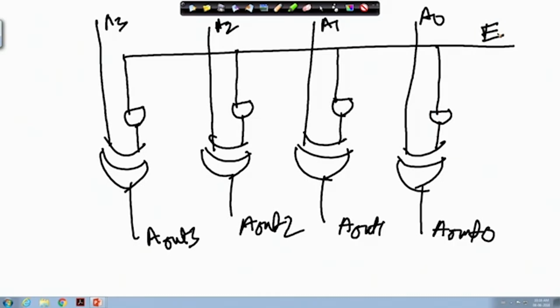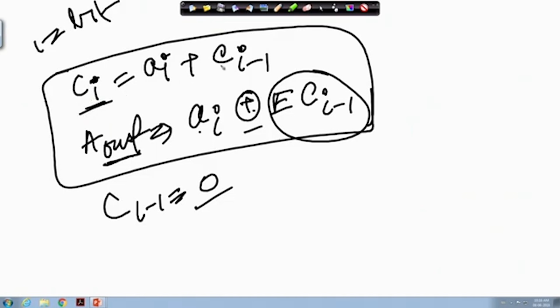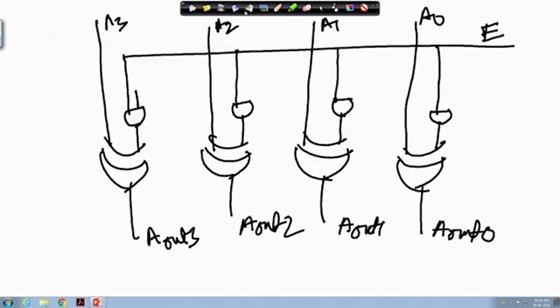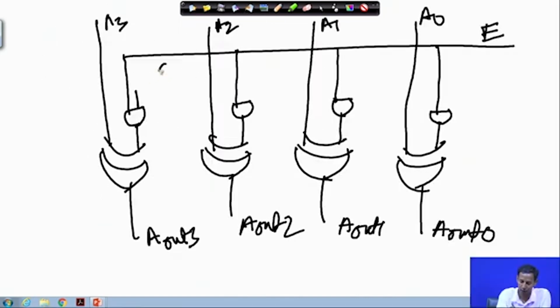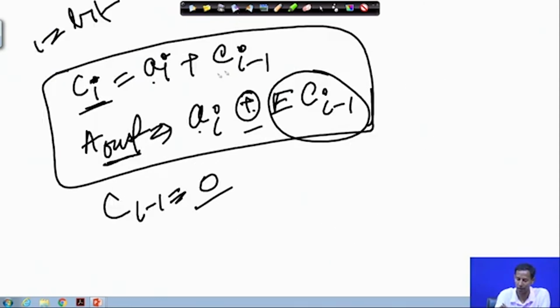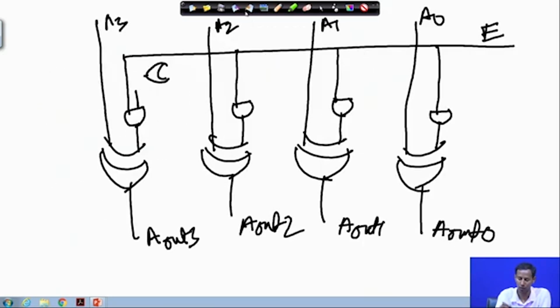Okay. Then what is the other input? The other input is the carry out of the previous stage. So, how can we calculate the carry out? I can calculate the carry out by using A i with C i minus 1. For that, what do I require? I require an OR gate, as you see here. This is the OR operation, A i OR with C i minus 1.